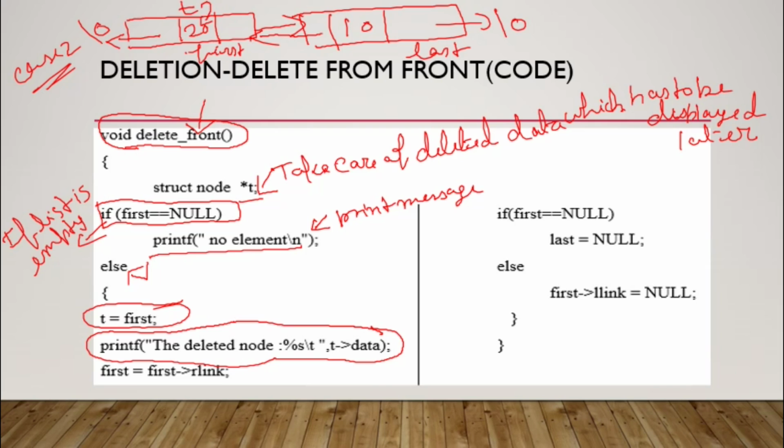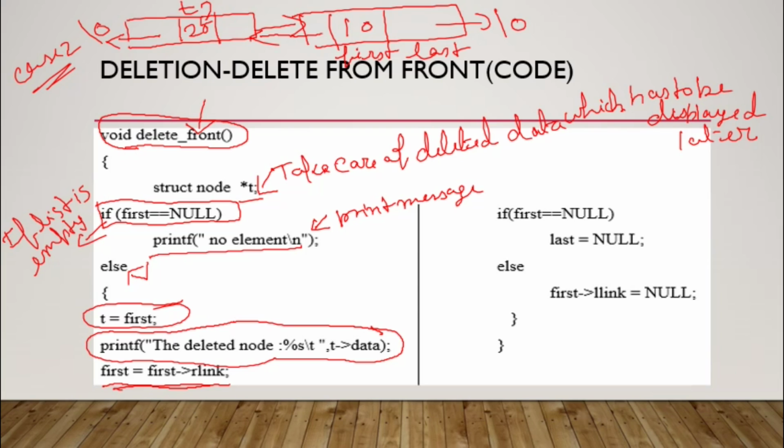Okay, next what we are doing is the main step, students: first is equal to first of r link. When you do that, the first which was here will come to here. So first and last both will be pointing to the same node. So when we do first is equal to first of r link, the first which was in the initial node will get deleted and it will go to the second node.